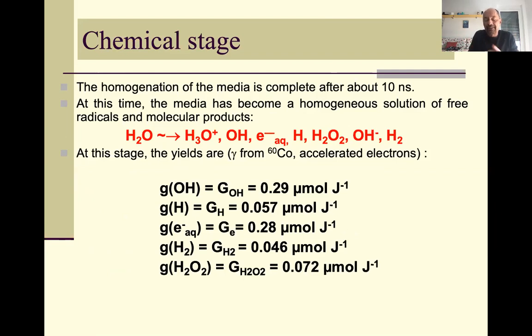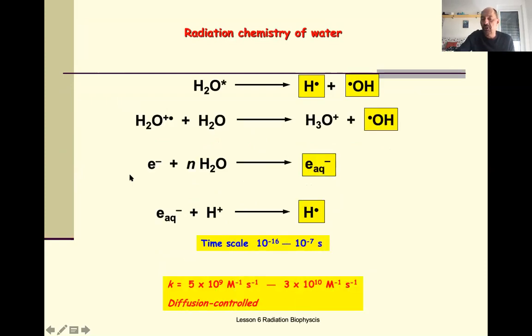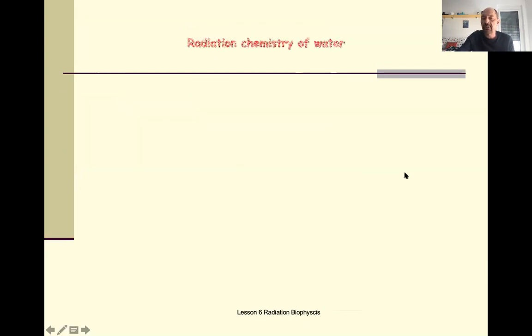Following the homogenization of the media, after this initial catastrophe, the time is about 10 nanoseconds, so it's a rapid event. At this time, essentially, the medium is transformed into a medium of free radicals and molecules, for which we have seen the G values here. By the way, I forgot to say that these G values are relative to gamma rays from cobalt-60, the typical standard. So again, this is the sequence of reactions that you have in the radiation chemistry of water.